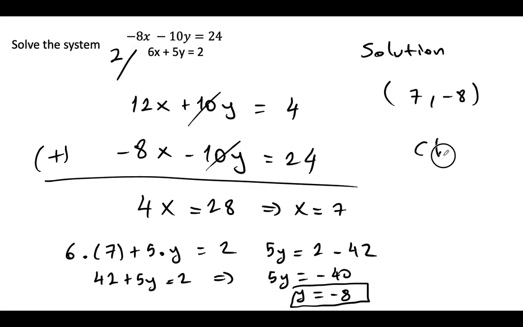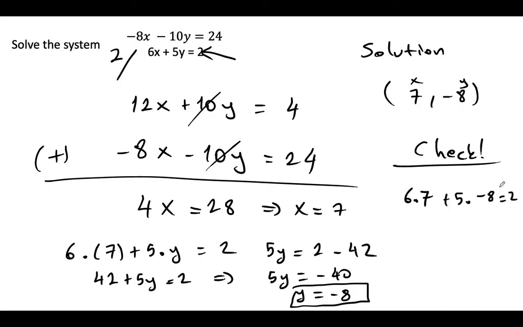To check ourselves, no need, but let's check it. Let me use this one: 6 times 7, since this is x, this is y, plus 5 times negative 8 must be equal to 2. We are checking this. So 6 times 7 is 42, 5 times 8 is 40. So 2 is equal to 2. Is this enough? No. It must also satisfy the first equation.